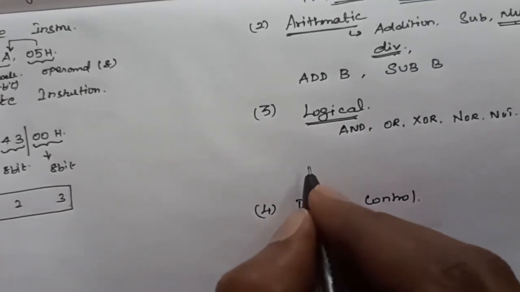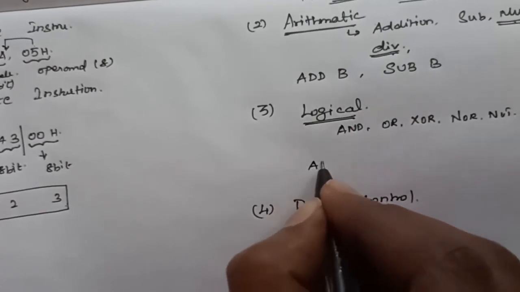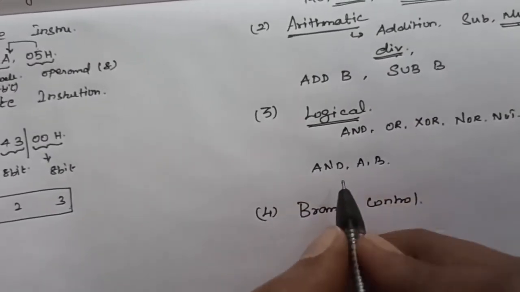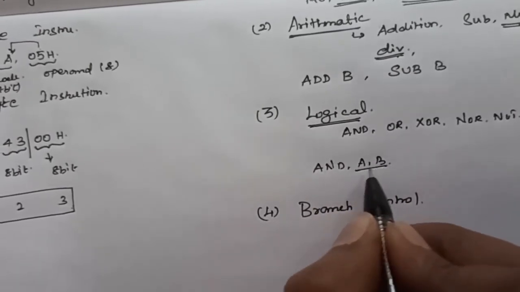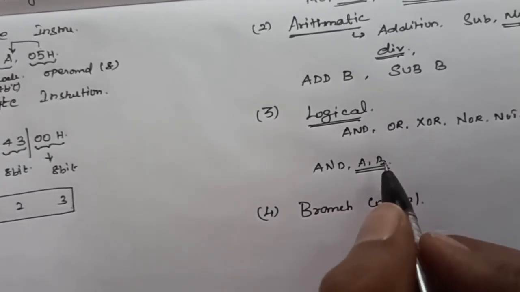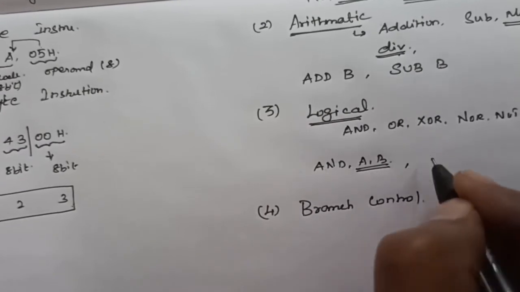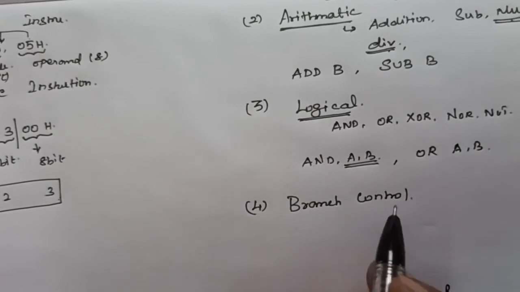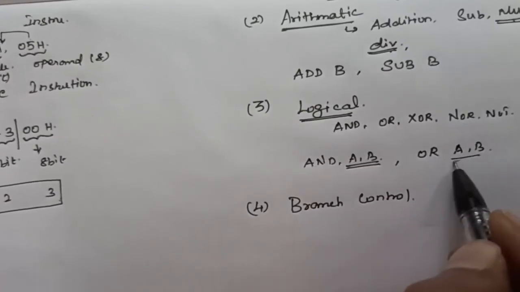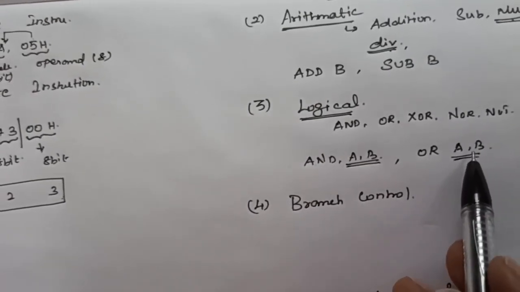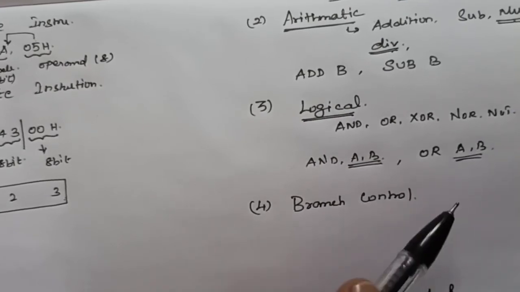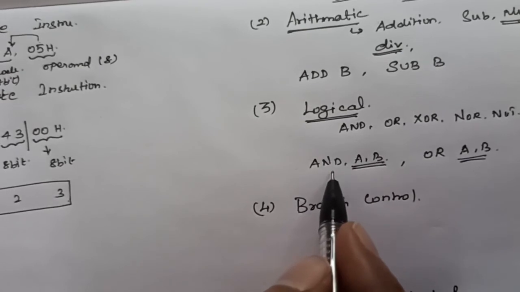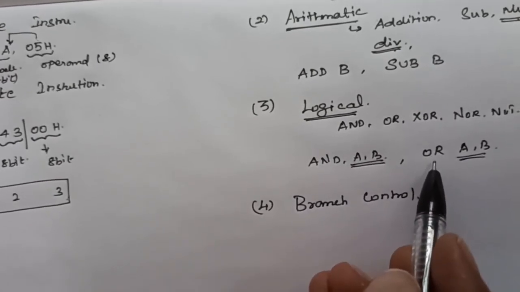Okay, so example of logical AND: AND A, B. Here you are applying the AND property between the A register and B register. Suppose OR function, it means OR A, B. Here you are performing the OR function between the A register and B register. Just applying the properties. So AND means logical multiplication, and OR means logical addition.